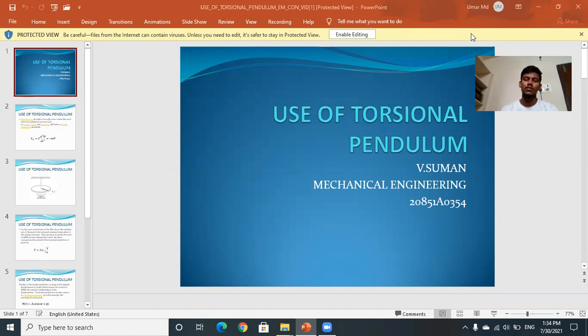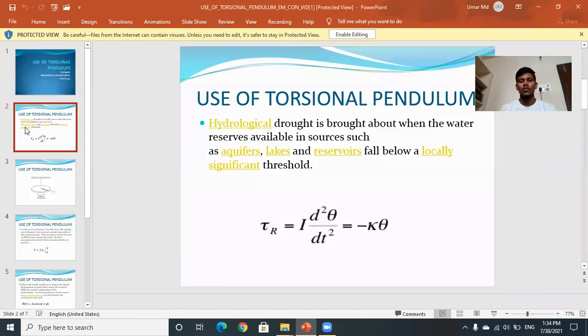The topic is use of torsional pendulum. Torque τ = I d²θ/dt² = −Kθ.